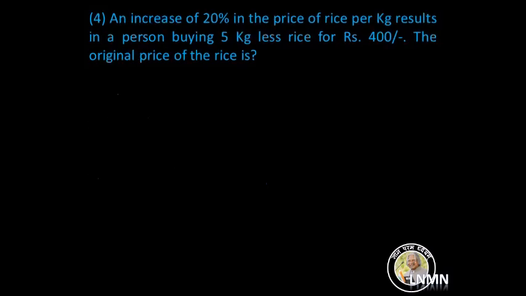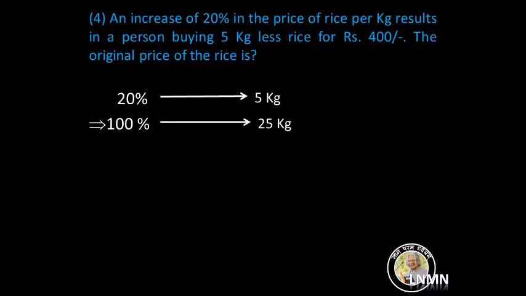See, an increase of 20% in the price of rice per kg results in a person buying 5 kg less rice for 400 rupees. The original price of the rice is. Let us follow the same approach. 20% will give us 5 kg less. Here I am talking about an increase in the price of the rice. So a 20% increase is giving us 5 kg less. If it would have been a 100% increase, we would have got 25 kg rice.